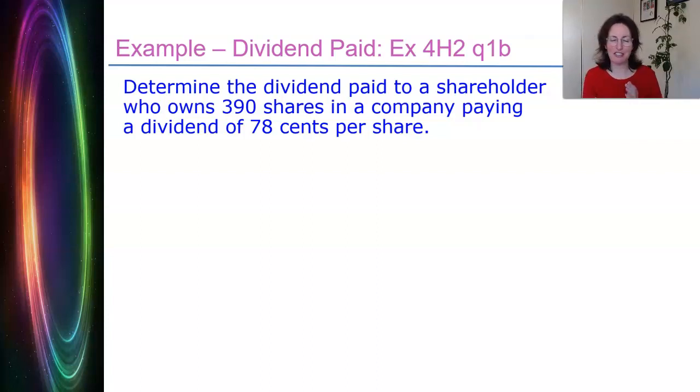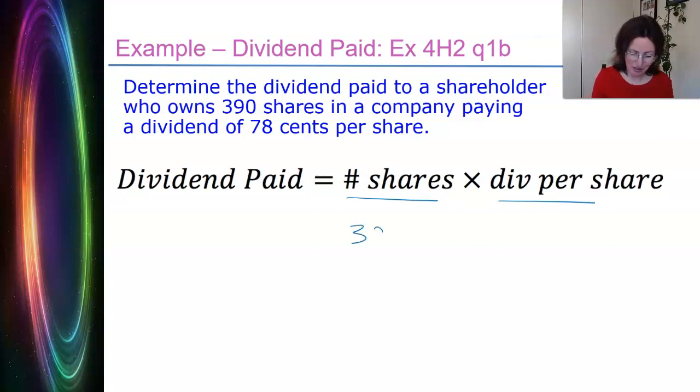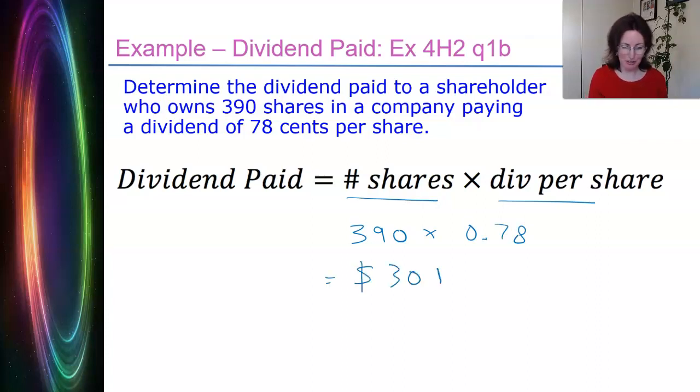so we're moving on to a different example from what we've just done. Let's look at this one. How do we work it out? How much you're going to get paid is how many shares you've got multiplied by how much you're getting per share. So how many shares have we got there? 390. And we're multiplying that by 78 cents, so putting that as a dollar amount, 0.78, with the dollar symbol, $304.20 is how much you're getting.